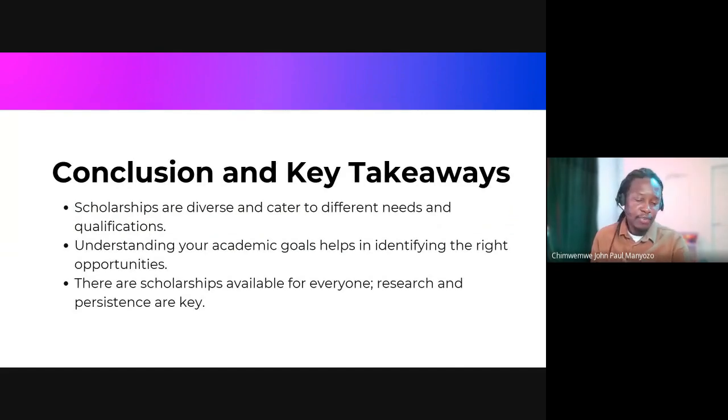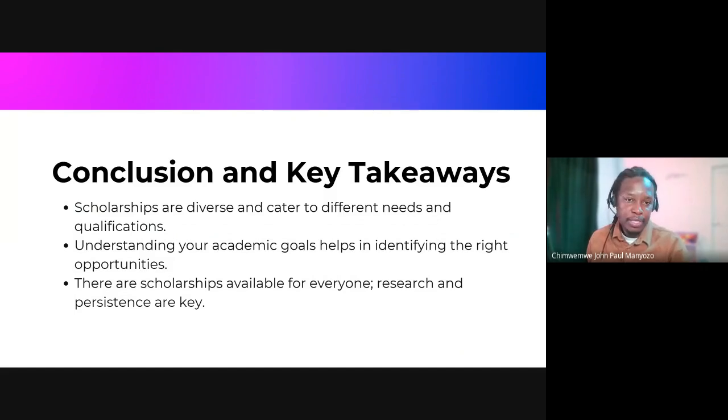So here's the last thing that you have to think about. Number one is that scholarships are diverse and they cater to different needs and qualifications. Scholarships are not only limited to one area. That is the thing that I want you to understand. The second thing is I want you to understand that your academic goals help in identifying the right opportunities. By highlighting your academic goals, which is something that I've talked about, it is going to help you to start aligning with the right kind of opportunities that are there. The last thing is there are scholarships available for everyone. Research and persistence is key.